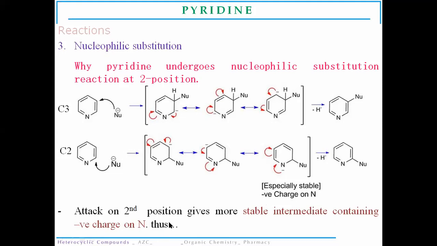If we are attacking the nucleophile on the pyridine molecule at second position, in this case the nitrogen atom will bear the negative charge instead of positive charge. If we are attacking it with the electrophile at second position, nitrogen will bear positive charge, which is not favorable. But when nucleophiles are attacking at second position, the nitrogen atom will bear a negative charge, which is favorable. That's why pyridine undergoes nucleophilic substitution at second position.